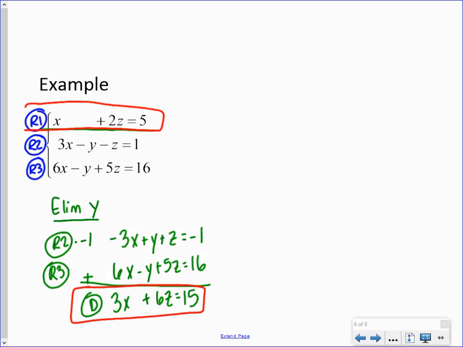So what would you do to solve for one of your variables? Okay, which one do you want to cancel out? X. So we'd have to do R1 times negative 3, so that it will be the opposite. And then we'll keep D as it is, correct? So someone said eliminate x. We have a positive 3x, so we want it to be a negative 3x. So we would have negative 3x minus 6z equals negative 15. They all go away.